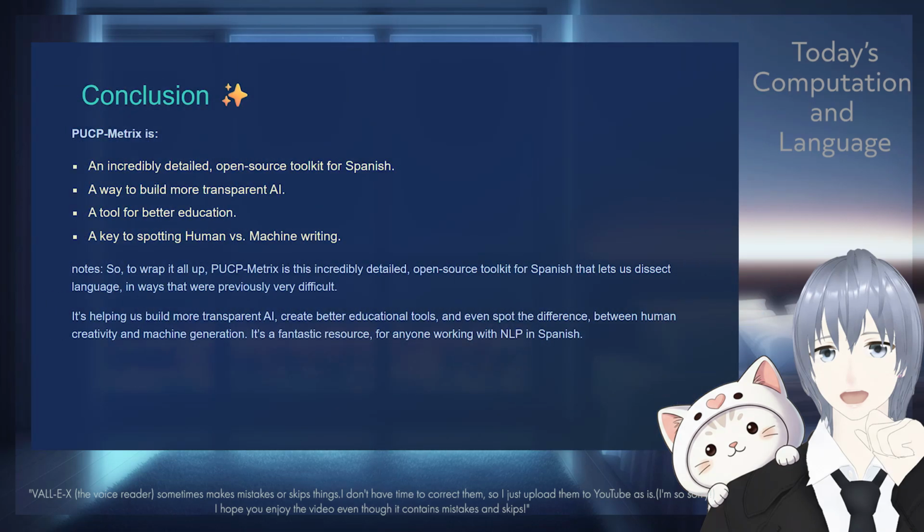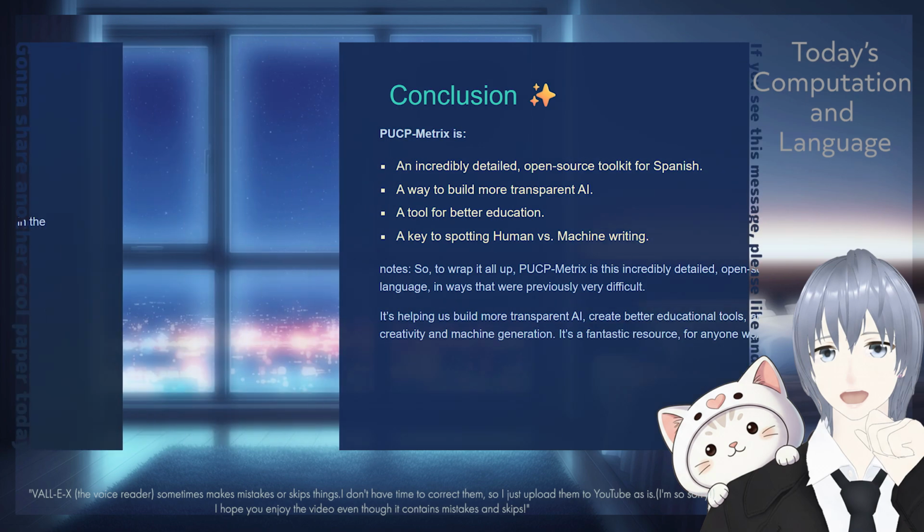So, to wrap it all up, PUCP-Metrix is this incredibly detailed, open-source toolkit for Spanish that lets us dissect language in ways that were previously very difficult. It's helping us build more transparent AI, create better educational tools, and even spot the difference between human creativity and machine generation. It's a fantastic resource for anyone working with Spanish.